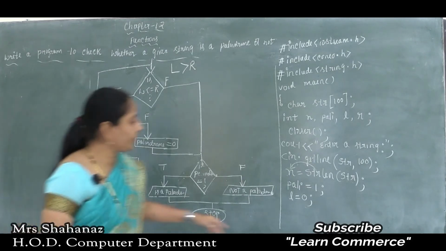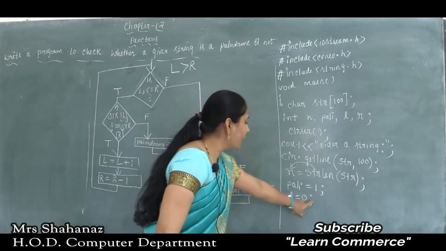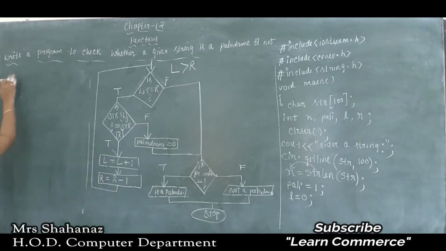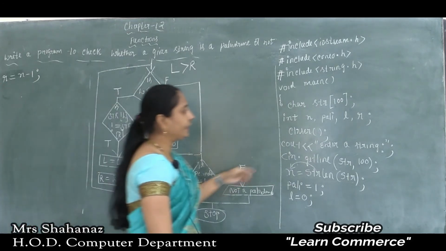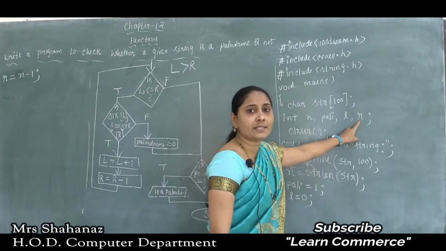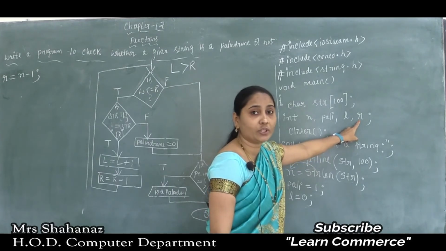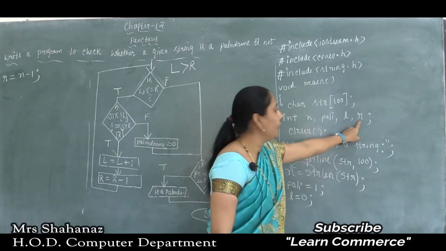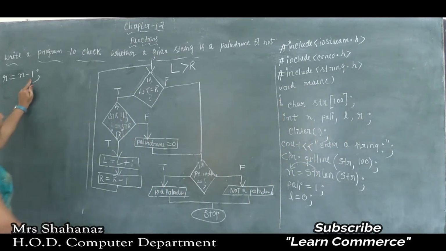Okay, so L value is equal to 0 semicolon, and the next one is R value is equal to n minus 1. So why did I write R in small letter? As we know, I declared the R in small letter. Clear this one? Like that only we need to take the variable here. So R is equal to n minus 1.